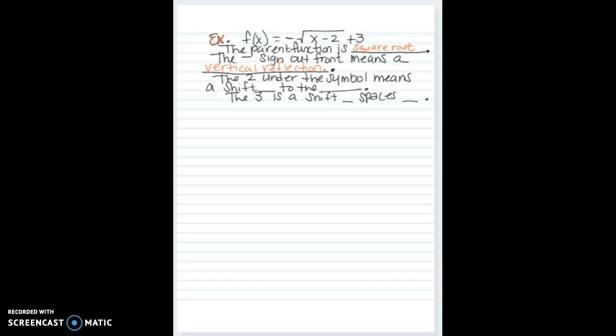The 2 under the symbol means that we have to shift how many spaces? Hopefully you said 2. And are we going to the right or to the left? We are going to the right. And the 3 is a shift how many spaces? Hopefully you've said 3, and this is a positive 3, so we are shifting up.